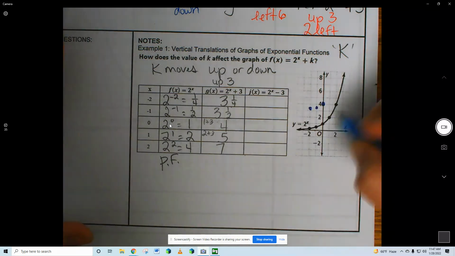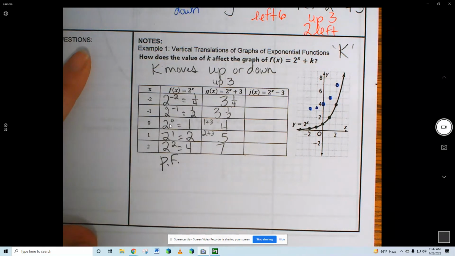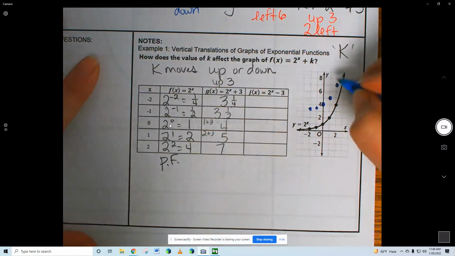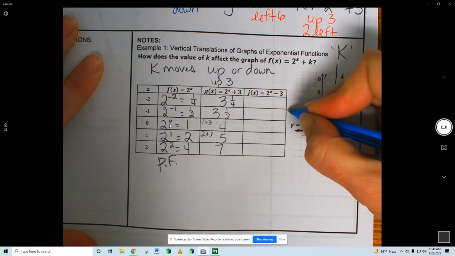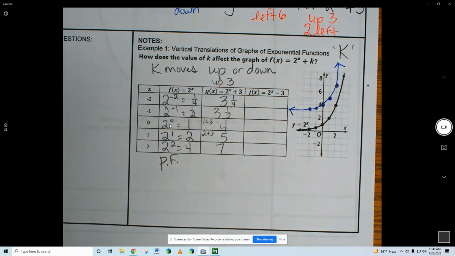One comma 5 over 1 of 5. 2 comma 7. So the curve is the same type of curve. I just shifted it higher because it had a plus 3. So again, you could literally just count 1, 2, 3, make a dot. 1, 2, 3, make a dot.